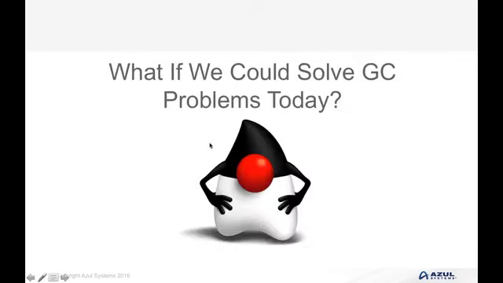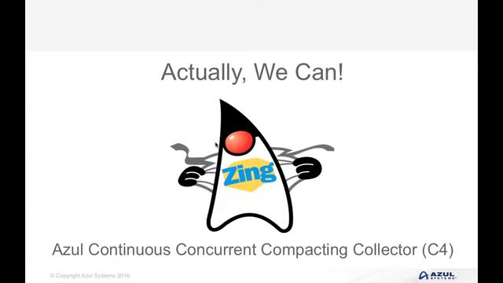Right, so my question now is, what if we could solve garbage collection problems today? Let's not worry about the future. Let's not worry about what's changing in terms of the garbage collector in JDK 9 or JDK 10 or even JDK 11. What about if we could solve all of our garbage collection problems right now? So you didn't have to tune. You didn't have to add extra command line options or anything like that. And the answer is we can. And this is what Azul do. So Azul have a different way of approaching garbage collection.